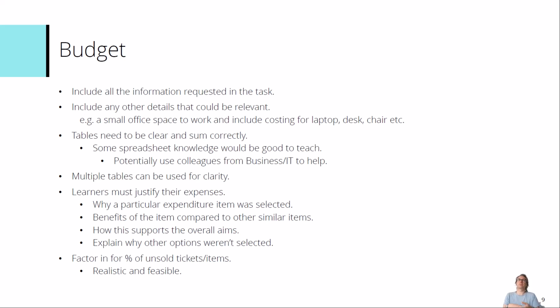So, for example, they could budget in there for a small office space to work in and include the cost of a laptop and a desk and a chair, because in order to meet the role, they would need a space to work in and the equipment to do this. And budgeting that into the cost of their proposal would show that they're thinking about the wider circumstances and what would need to be considered.